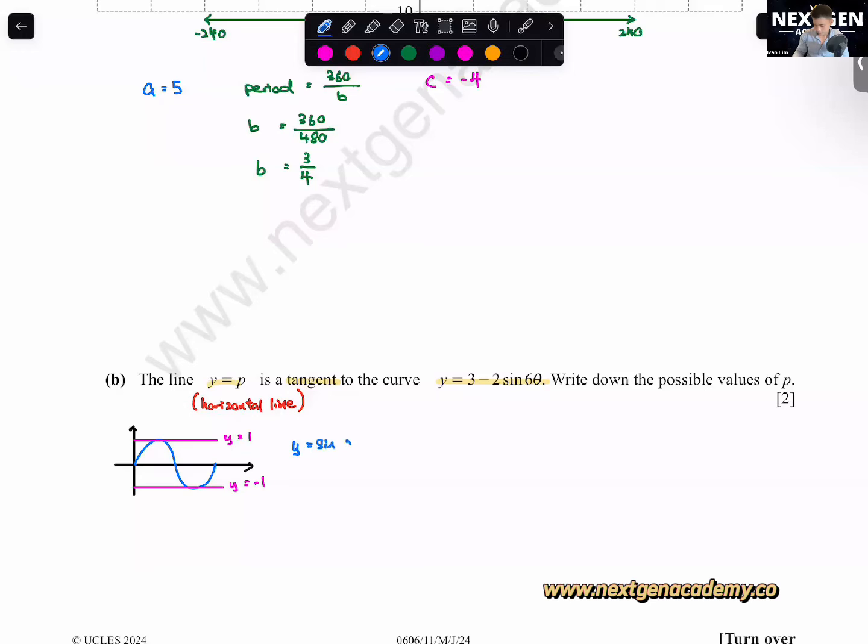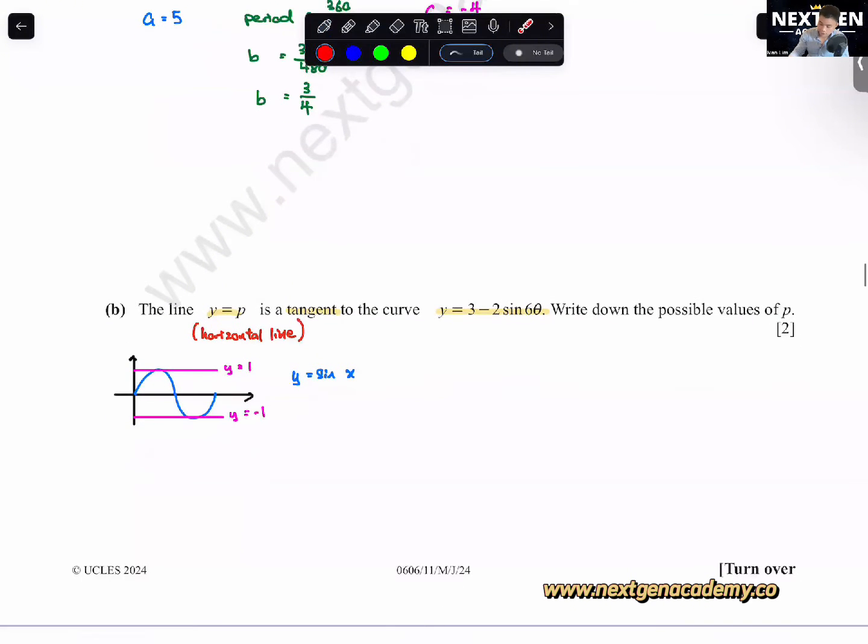Okay, right now, if I want this 3 minus 2 sine 6 theta, okay, I teach you two ways to do it. You can either use the graph method or you can use calculation method. Okay, let's say if I use graph method, we need to sketch this out and we need to find where is my highest point and where is my lowest point.